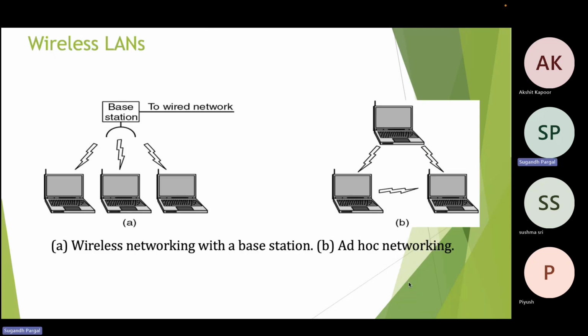So this is the wireless LAN, where wireless networking is done with the base station. We have the base station, and these are the wireless networks 1, 2, and 3. Then there is the ad hoc network, where the wireless stations communicate with each other without the base station.